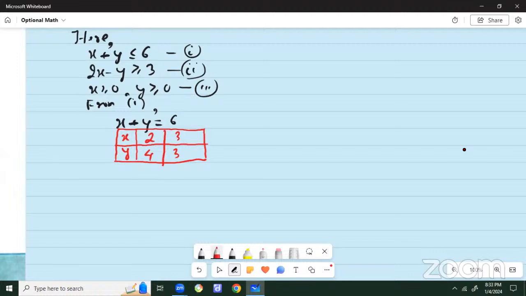Now it's not good to just simply draw the picture over here on my screen. Can you try plotting these 2 points? If you have a graph copy, you can draw on a graph notebook. If you don't, you can simply draw on the usual notebook. Try to plot the 2 points, 2 comma 4 and 3 comma 3.